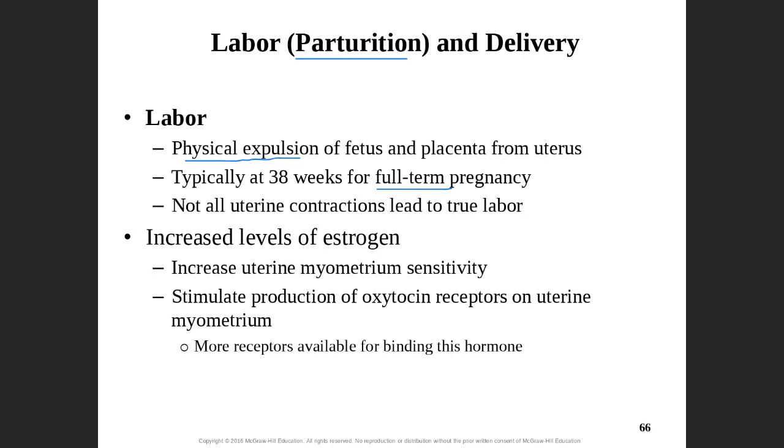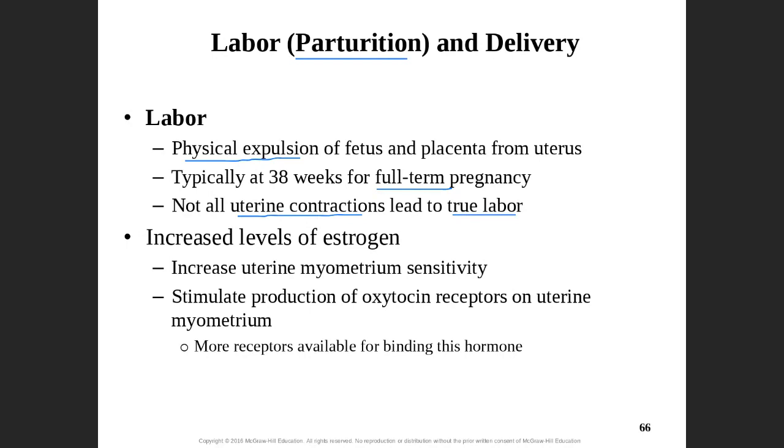But we have to discuss that there's true labor and then there's false labor. So not all uterine contractions will lead to true labor. And you probably heard the term Braxton Hicks contractions, which is considered to be false labor, and that can start as early as the second trimester. But usually the Braxton Hicks don't increase in frequency and intensity. Plus, if you cause certain movements there, you can sometimes arrest or stop the Braxton Hicks. We'll talk about that in a second here.